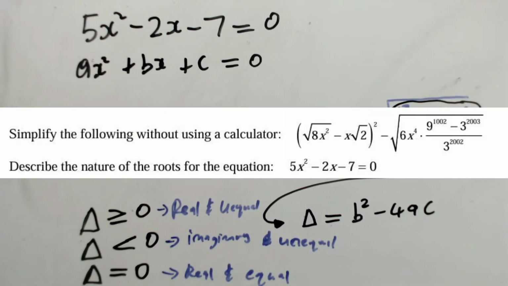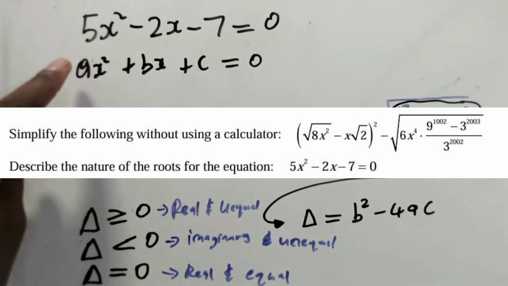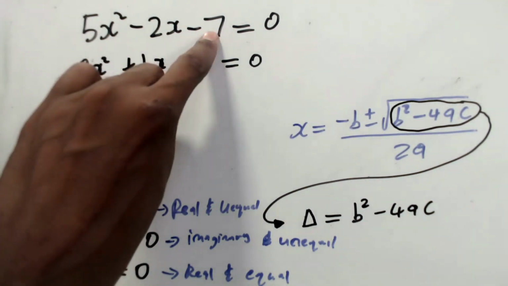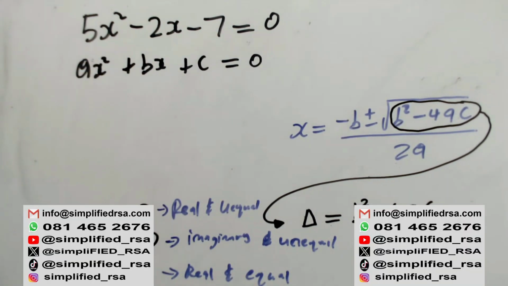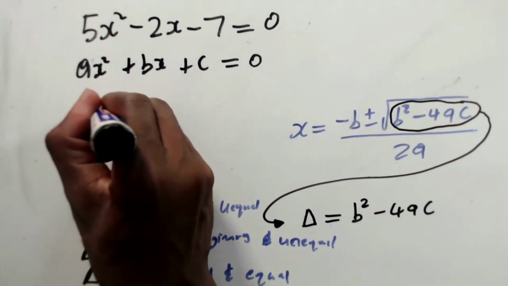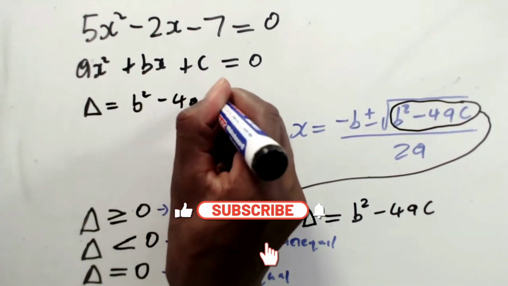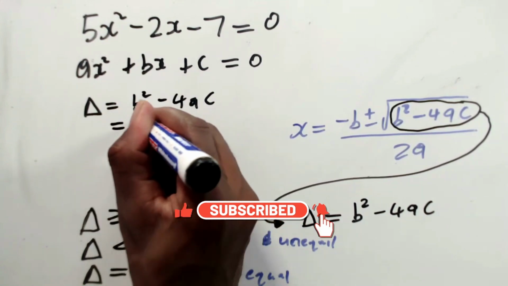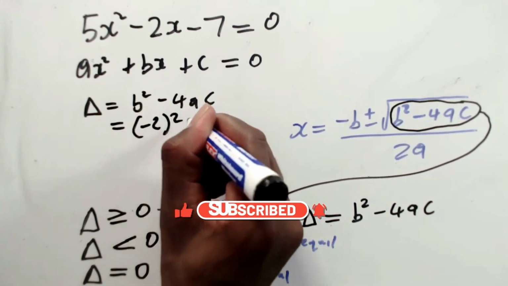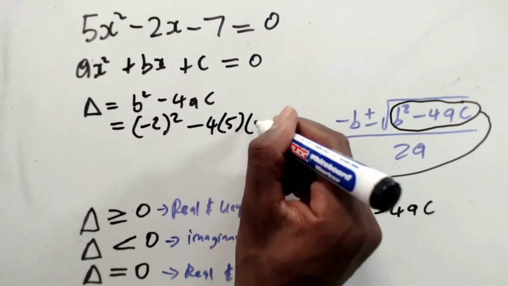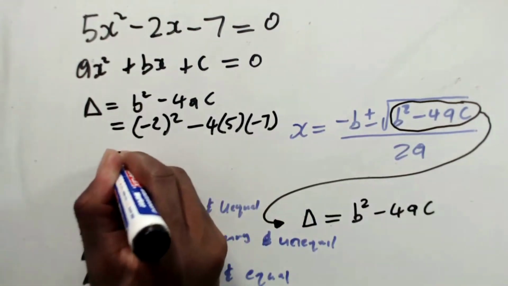So this is our analysis here. Now, going back to our question, we have to describe the nature of roots of the given equation. And we can tell that the value of a is 5, the value of b is minus 2, and the value of c is minus 7. Let's analyze our delta. So delta is b squared minus 4ac. And b is minus 2 squared minus 4, a is 5, c is minus 7. What value do I get?